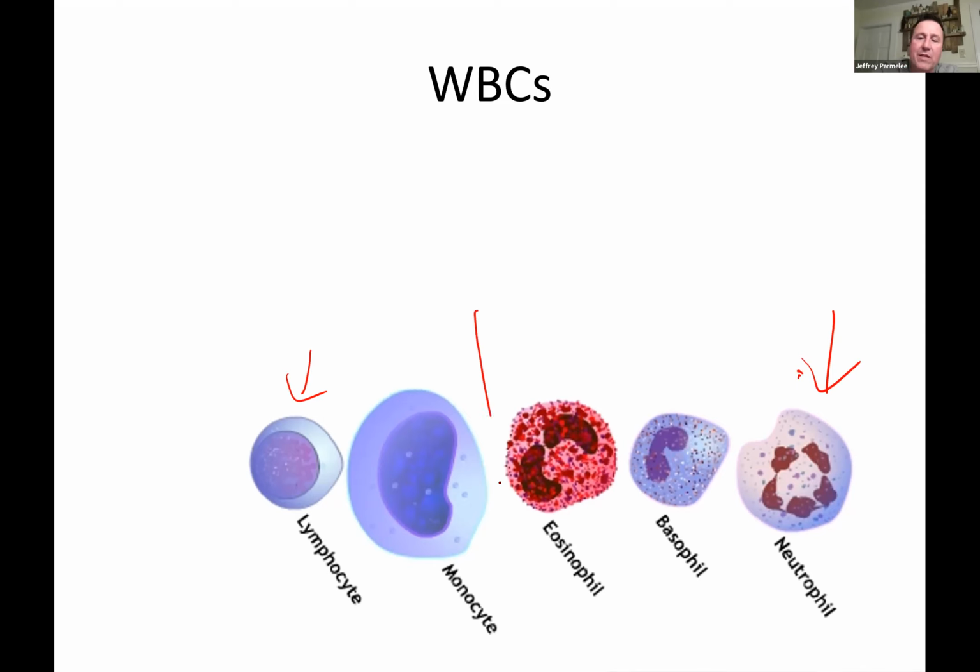Then you notice these are granulocytes. They have granules in them. And these are agranulocytes. They don't. Your lymphocytes will be your T cells and B cells. These are ones that have memory, that make antibodies. Monocytes turn into macrophages.